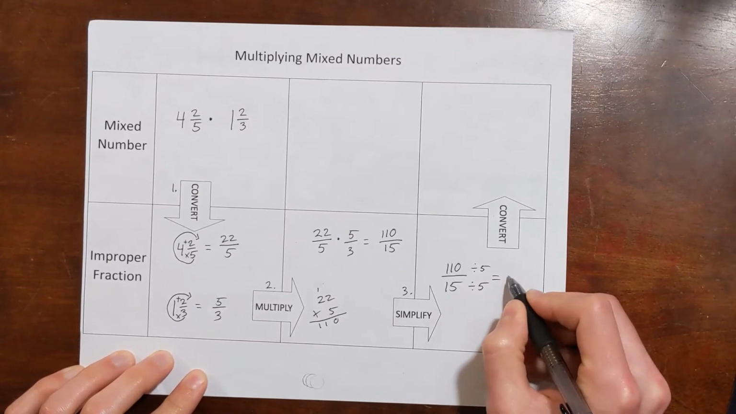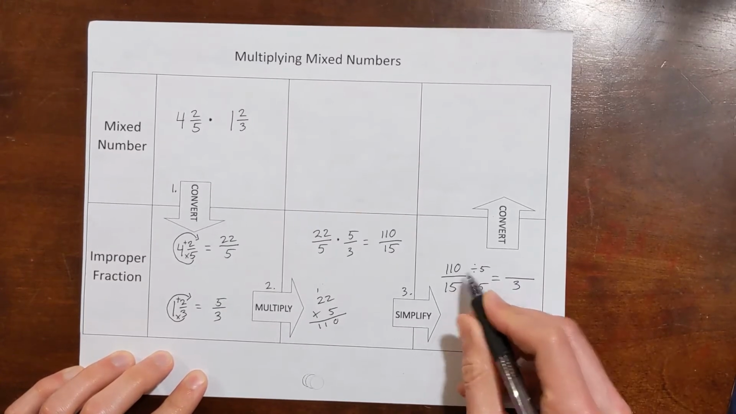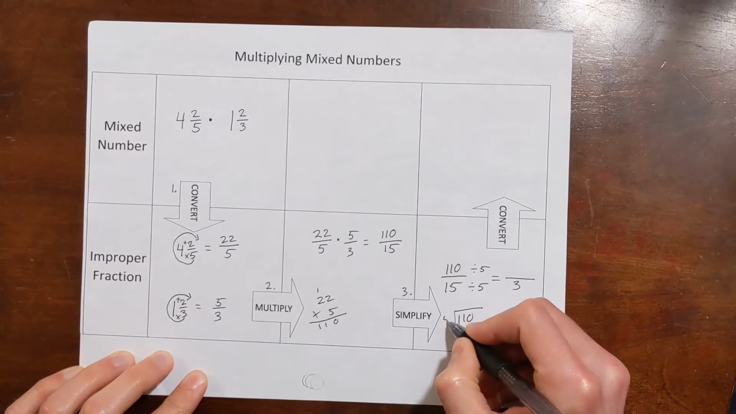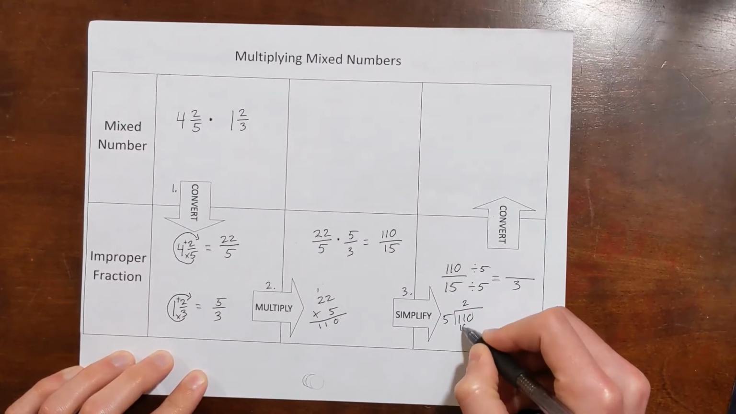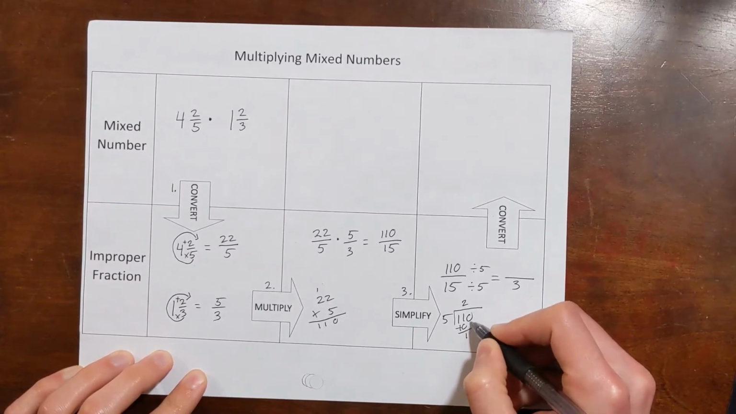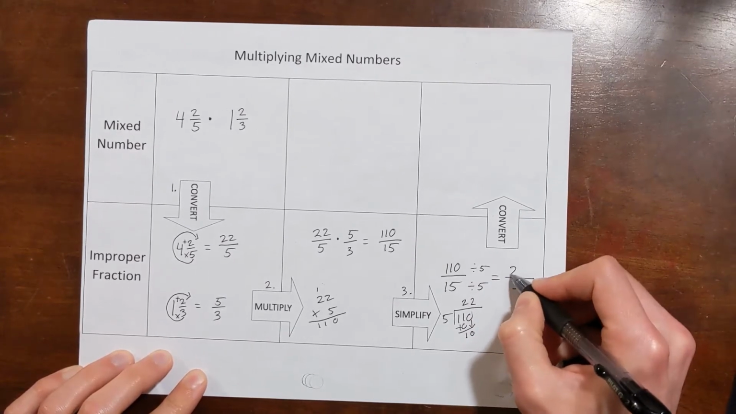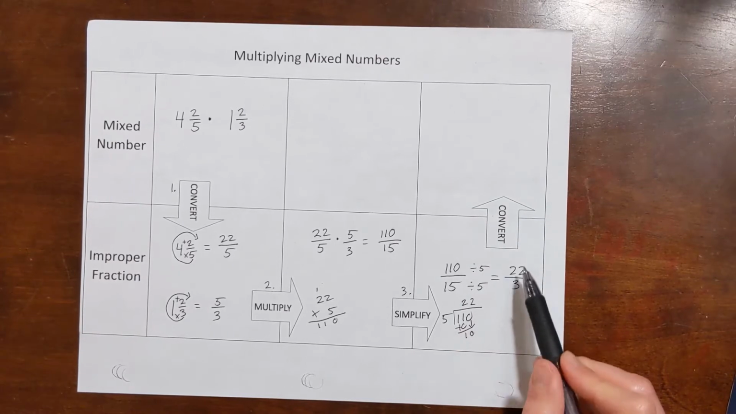I know that 15 divided by 5, well, that's simple. That's going to be 3. 110, that's a little more complicated, so we'll just do that over here. Divide that by 5. 5 goes into 11 twice. 2 times 5 is 10. 11 minus 10 is 1, bring down the 0. 5 goes into 10 twice, so 22. All right, so it's simplified, but it's still improper.